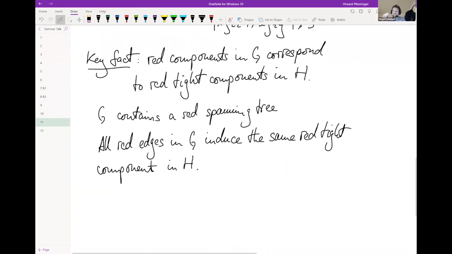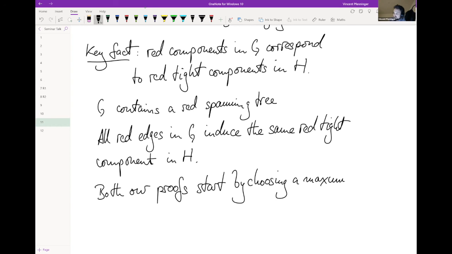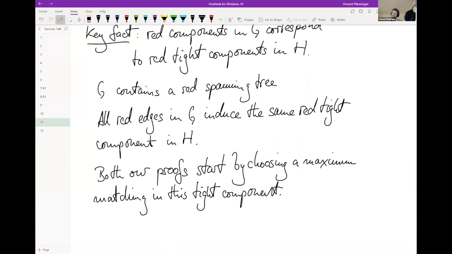Okay, so basically there's this one special monochromatic tight component in H that we can always find in this way. And so both our proofs start by choosing a maximum matching in this tight component. Okay, and then that might not be from the beginning the right choice. You might have to then later switch to a different matching or find a second matching, a blue matching maybe, and so on and continue. But this is how we start in both our proofs.